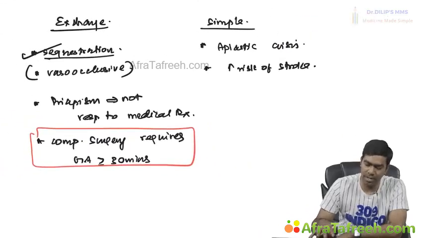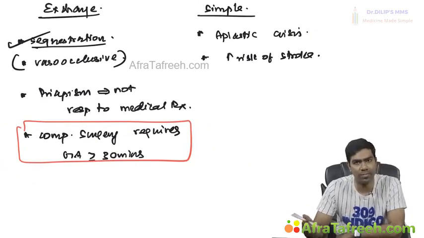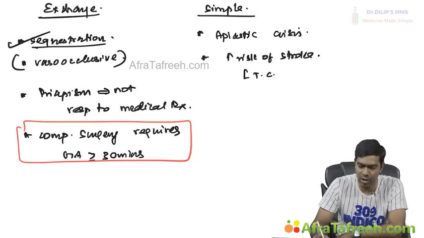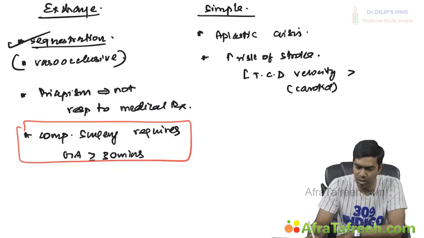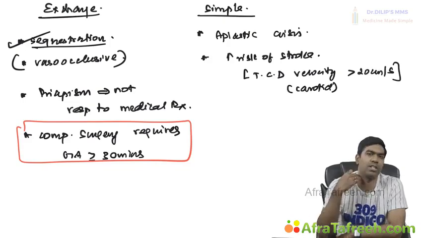So when do you call the patient at increased risk of stroke in sickle cell disease? If the transcranial Doppler velocity in the carotid is more than 200 centimeters per second. Which means there are already some sickled RBCs that are occluding the blood flow. Later on it might occlude completely and produce a stroke also.